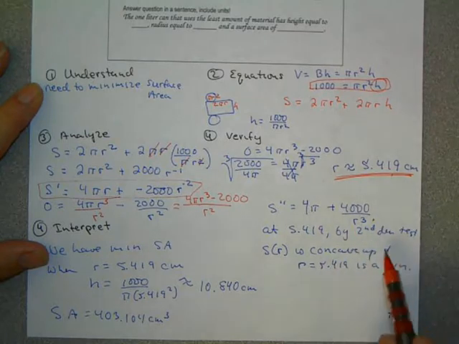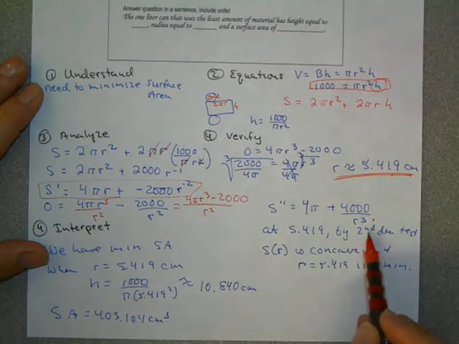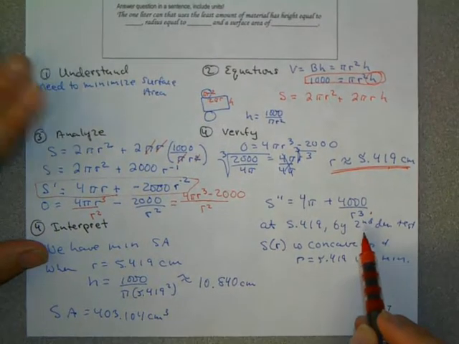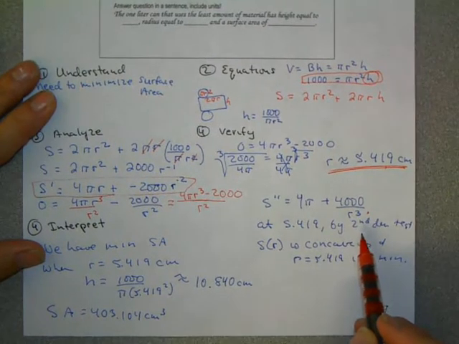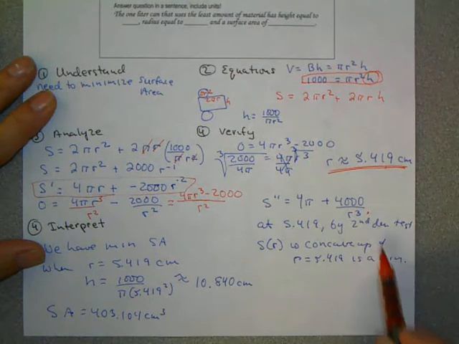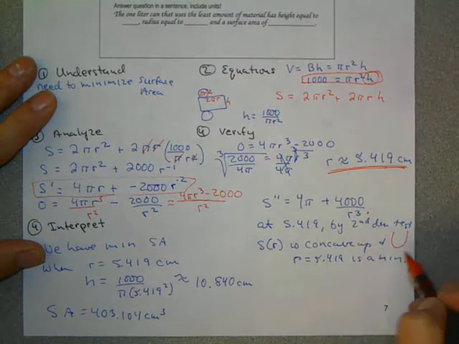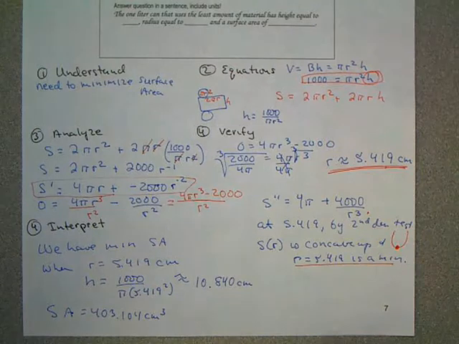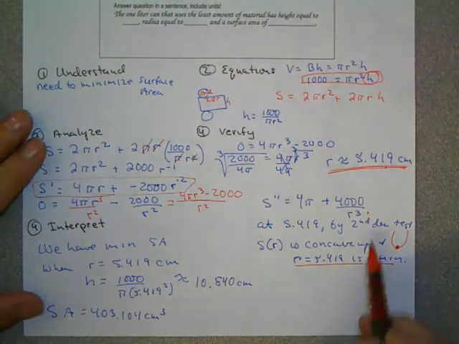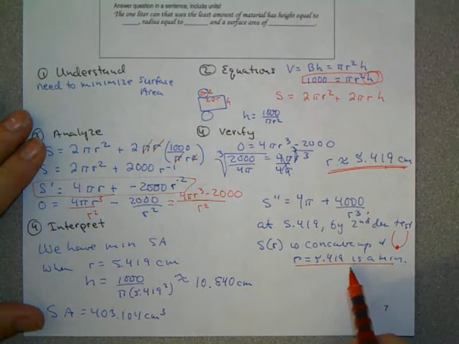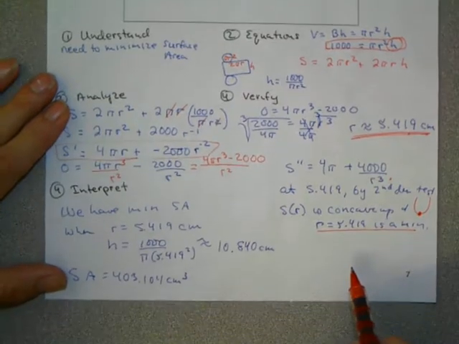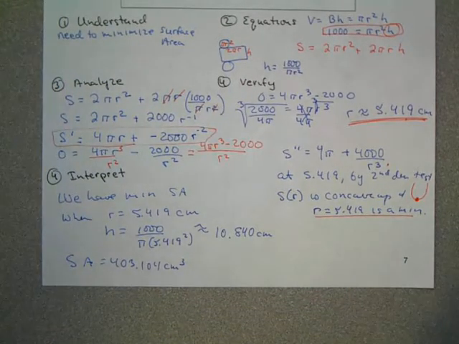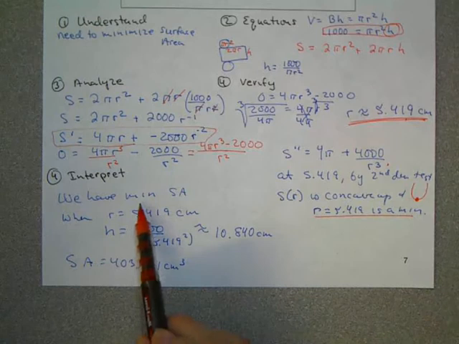I plug in 5.419 here, and I can see it's going to be positive. If it's positive, my surface area function is concave up there by the second derivative test, and this is going to be a minimum, which is cool because I was looking to minimize surface area. So I would say by the second derivative test, this is a minimum. That's my justification for this.